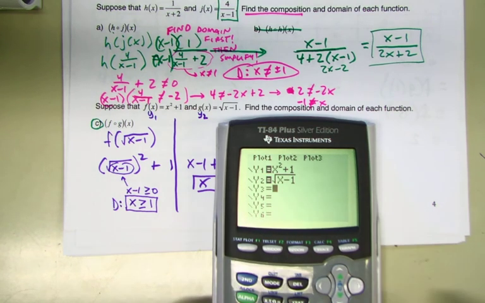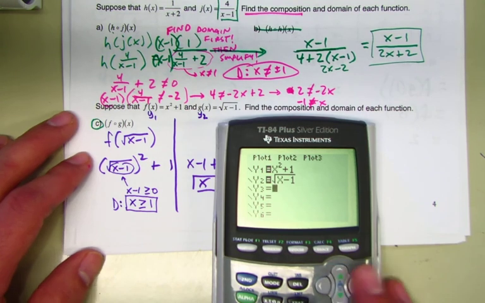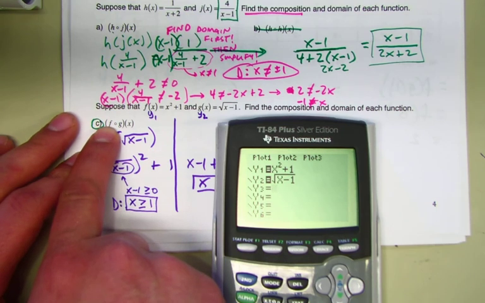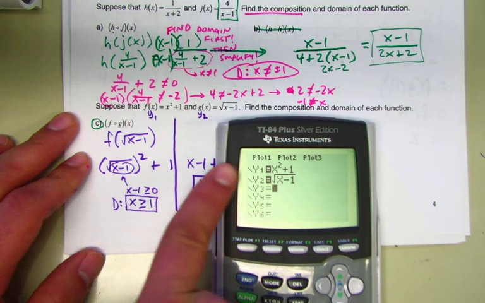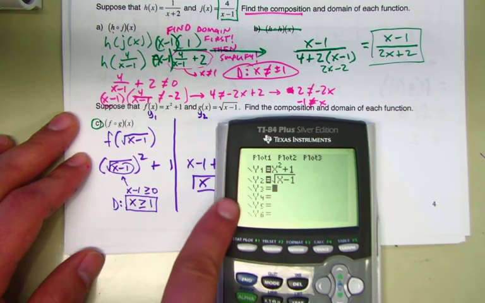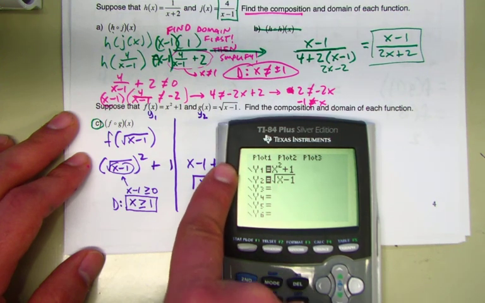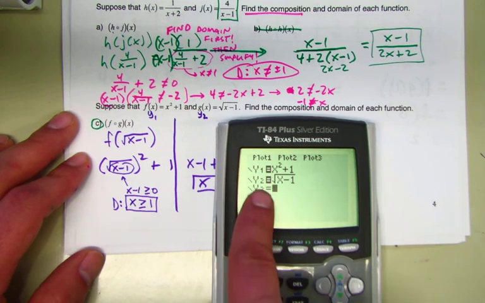okay. Now, instead of using F and G, how would I write this on the calculator? Instead of F of G of X, what am I doing then? Using y's, what would it be? y1 of y2 of x. Do you guys see what I'm saying? Yeah. On the calculator, f is really y1 and g is really y2.